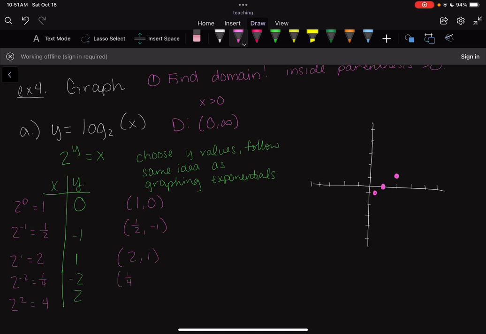So this is (1/4, -2). That's just really close there. And then I get (4, 2). So let me go plot that one. And it looks like this. So here's what my shape is looking like.